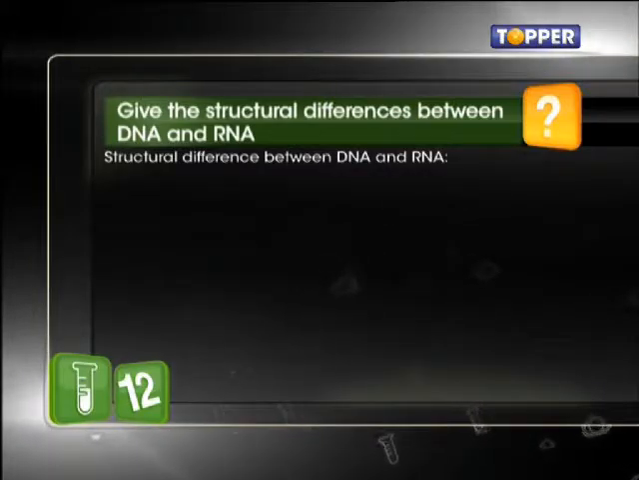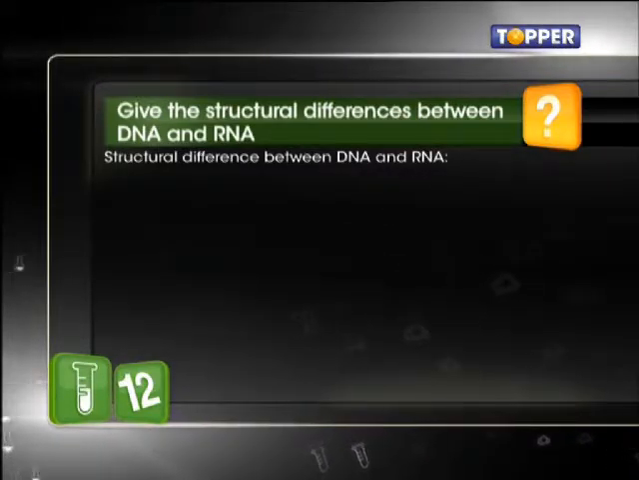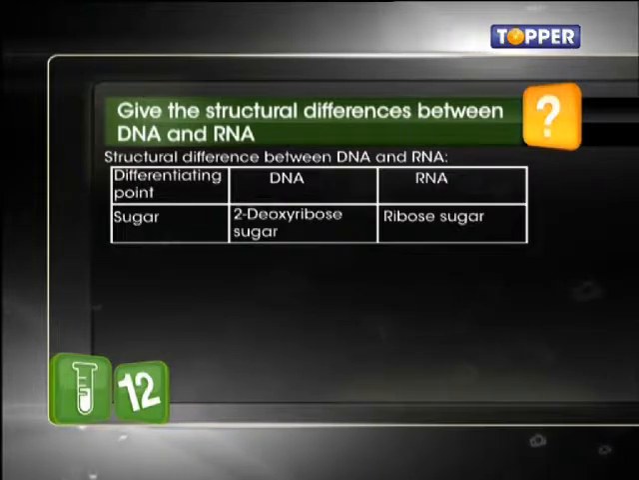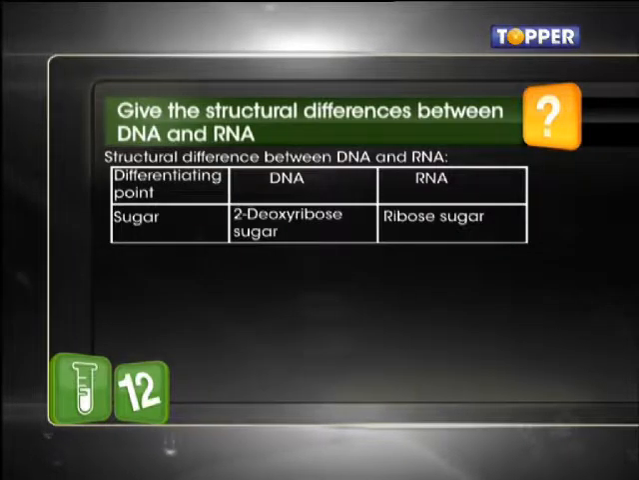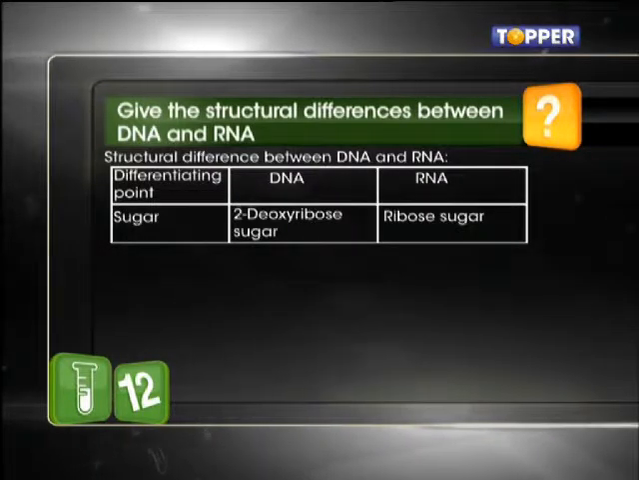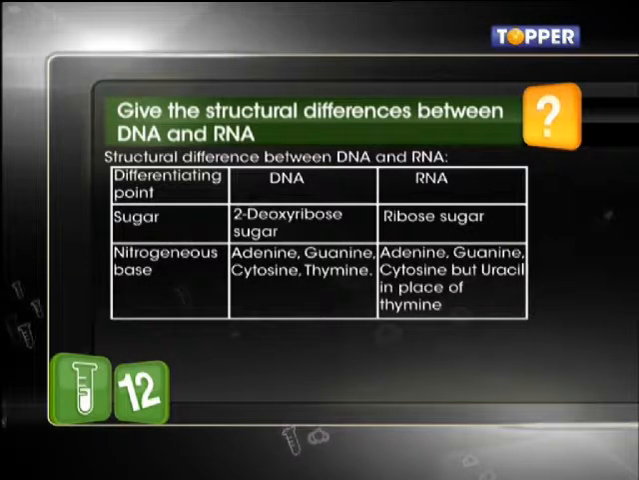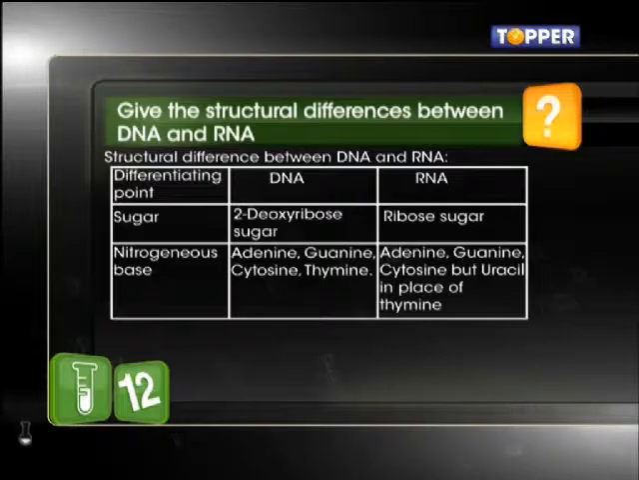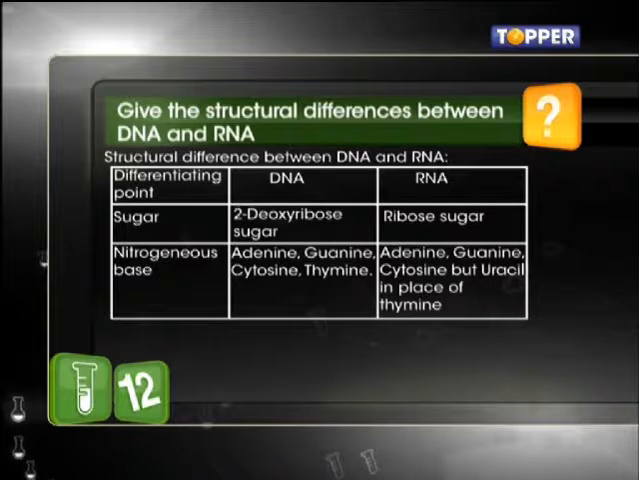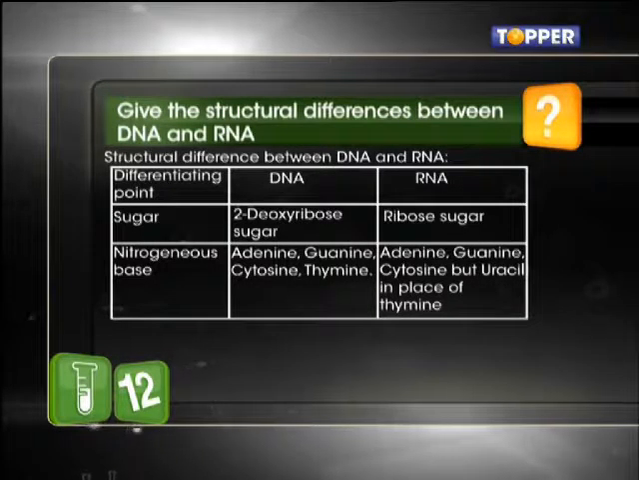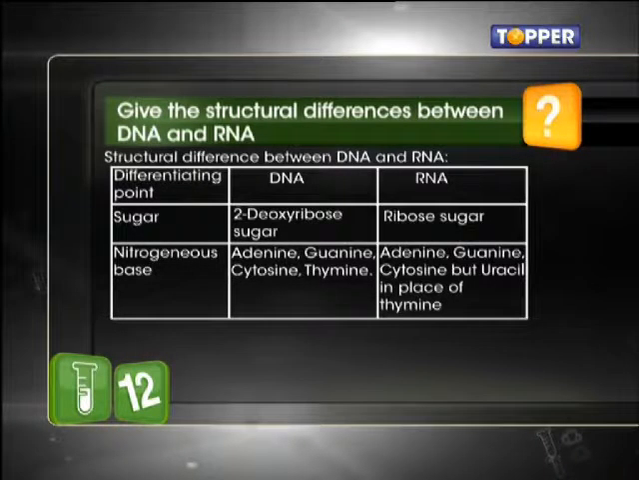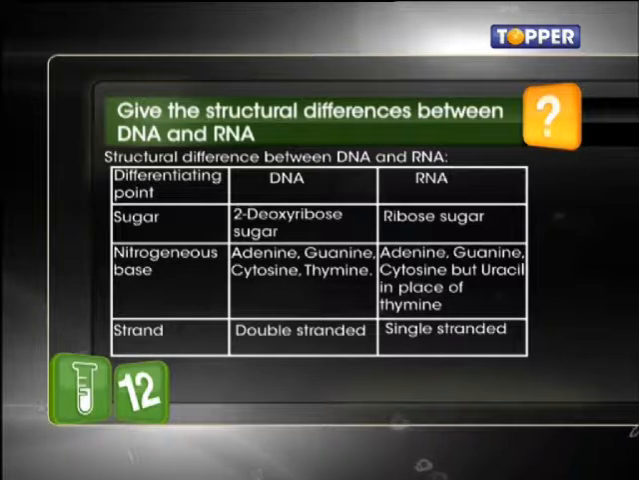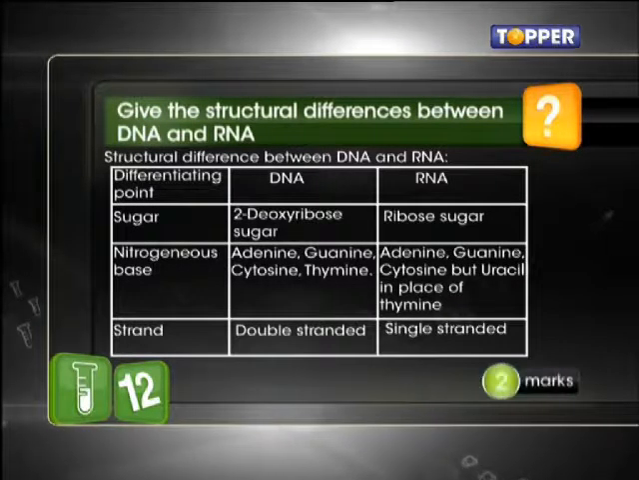Let's first look at the structural difference between the DNA and RNA. DNA contains 2-deoxyribose as sugar moiety, while RNA contains ribose sugar. The nitrogenous bases in DNA are adenine, guanine, cytosine, and thymine. While RNA also contains 4 bases, the first 3 bases are the same as in DNA, but the 4th one is uracil in place of thymine. And DNA is double-stranded, while RNA is single-stranded.